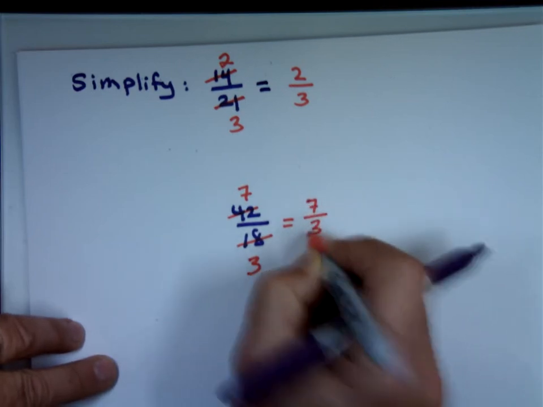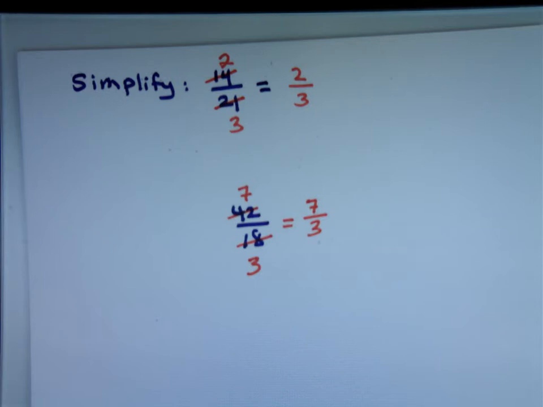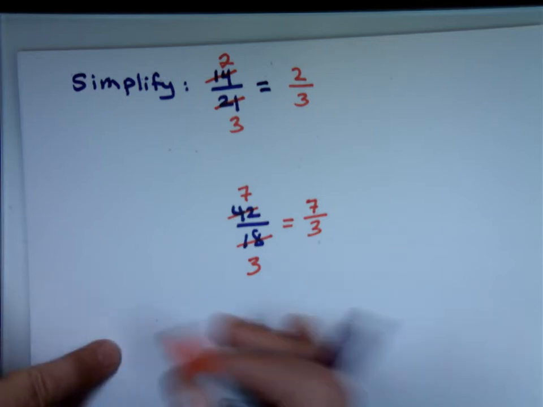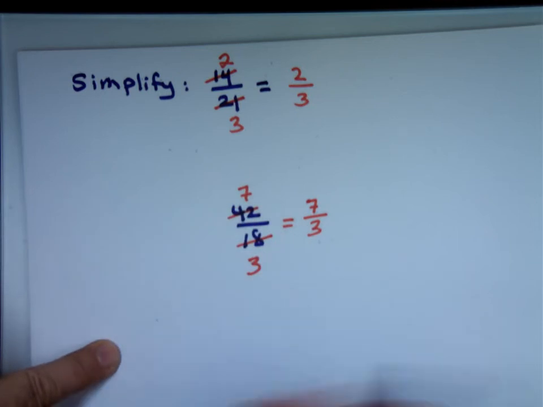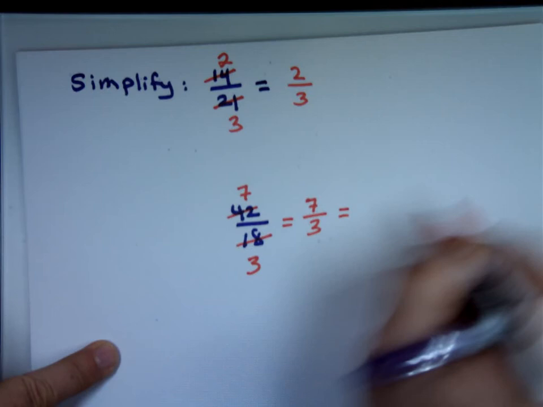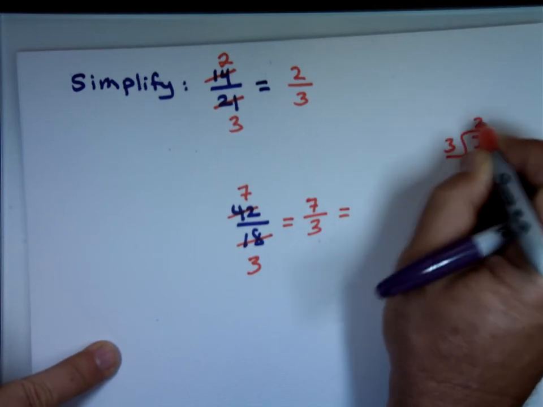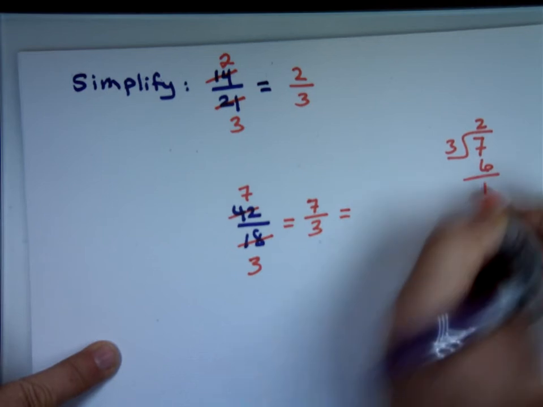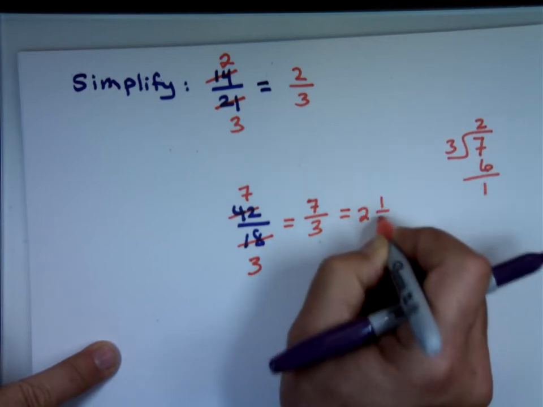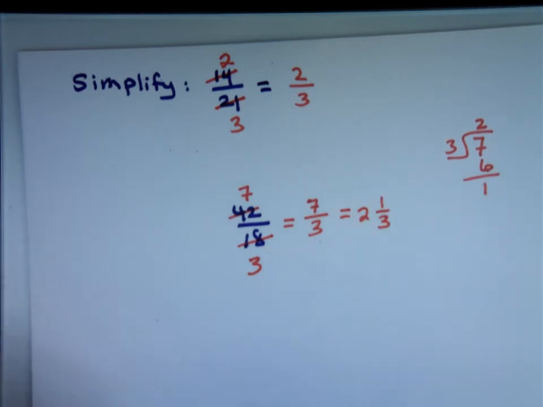Well, they probably want the answer as an improper fraction. But you're right. If they said, give me the answer as a mixed number, that's a good answer. Unless they say change it to a mixed number, I will leave it like that. But if they want a mixed number, you go 7 divided by 3. That's 2. 2 times 3 is 6. The remainder is 1. That's 2 and 1/3. But for this, that's probably the answer they wanted.